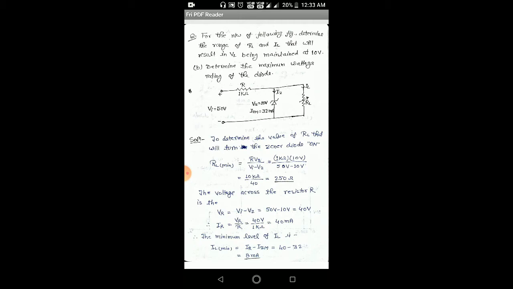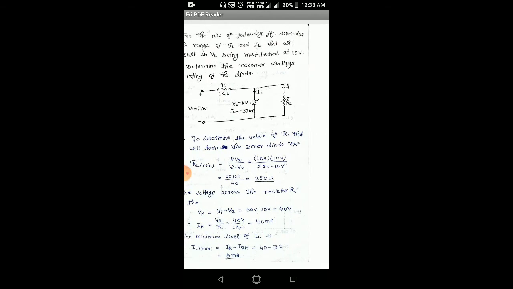Here IL minimum is 8 milliampere. Now the maximum value of RL: if the IL is minimum, then at IL minimum we can find the maximum value of the load resistor. So RL maximum equals VZ upon IL minimum. Put the value of VZ and IL minimum and we find the value of RL maximum, 1.25 kilo ohm.